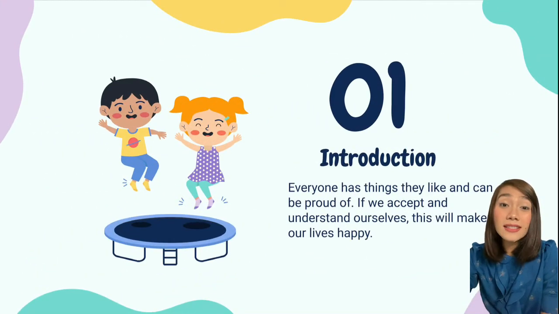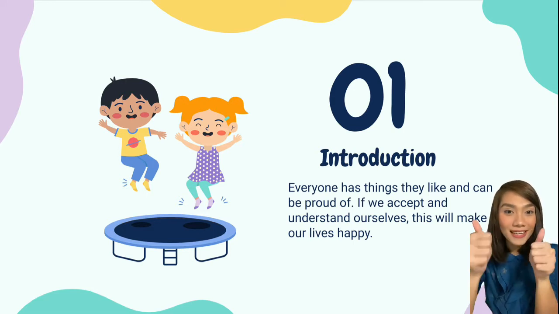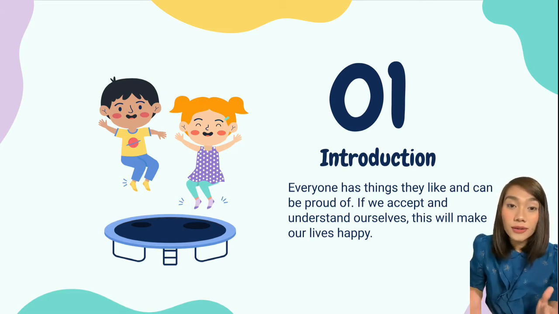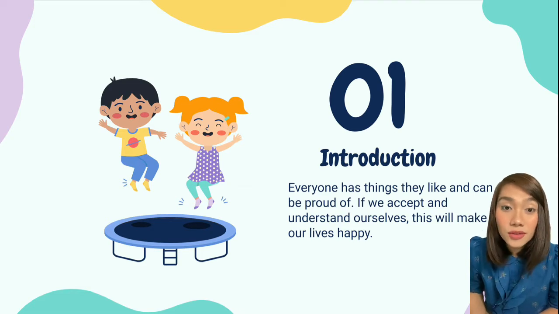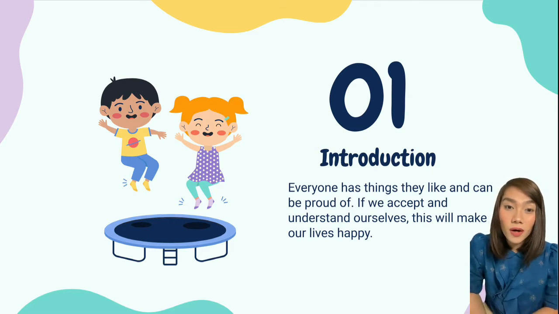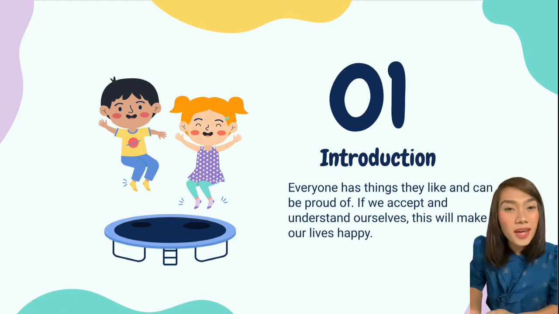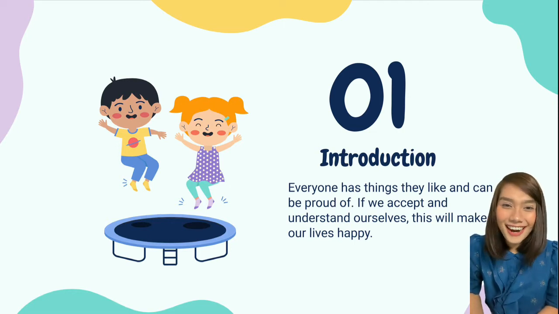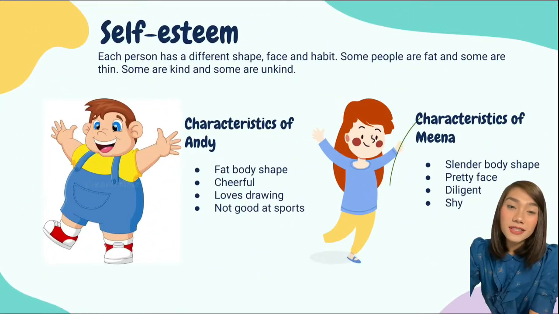Now let's have the introduction first. Everyone has things they like and can be proud of. If we accept and understand ourselves, this will make our lives happy. That's right. As a person, we have different kinds of character traits and different kinds of physical appearance. Through this physical appearance, we are able to communicate or be proud of ourselves. That's why no matter what, if you're white, if you're dark, if you're small, if you're big, it's very important that you accept yourself and be proud of yourself.